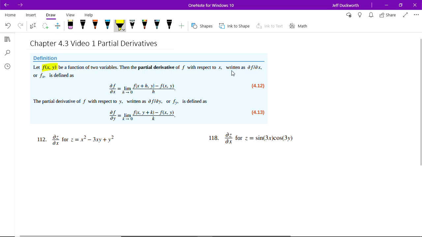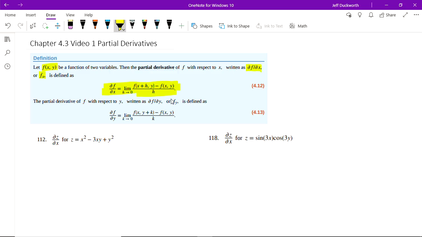So the partial derivative of f with respect to x can be written like this, df dx, the derivative of the function f with respect to x, or f with a subscript x, indicating we're taking the derivative of the x portion of it. So here's the limit that you know and maybe love from Calculus 1. It's going to look very similar to that. The limit as h approaches 0 of your function plus an h minus the original function over h.